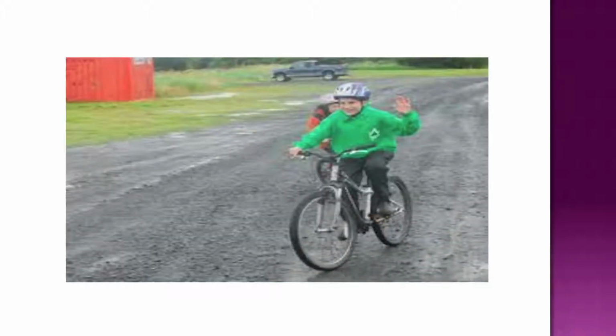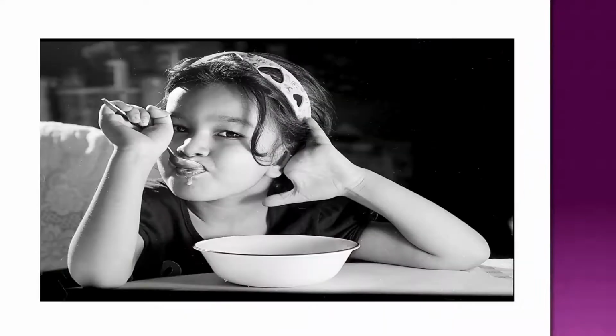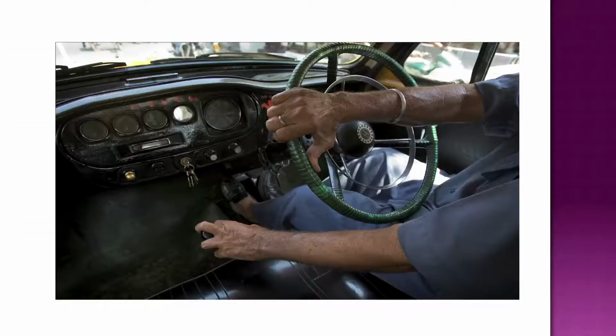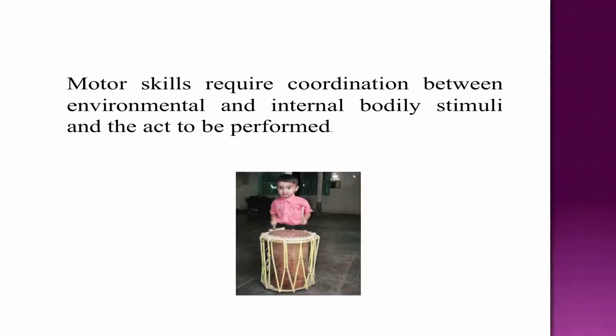The skill becomes automatic. Everyday life is full of activities that demand skills learning such as motor learning, eating with spoon, talking, handwriting, typewriting, driving a car, playing a musical instrument, etc. In all these, practice is required to make responses with speed and accuracy. Motor skills require coordination between environmental and internal bodily stimuli and the act to be performed.